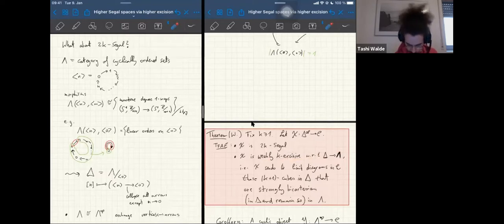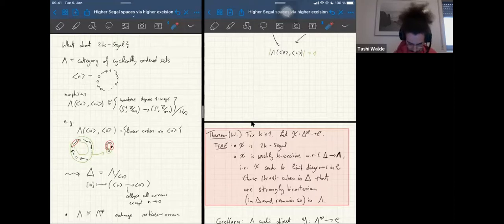Well, it means that X sends to limit diagrams in C, not all cubes in delta that are strongly bicartesian, but only those which remain bicartesian once you pass to lambda. And in fact, this is the same as just saying those cubes in delta which are strongly bicartesian in lambda. You can somehow forget about that, they will then be automatically already bicartesian in delta. So that's what I'm trying to say.